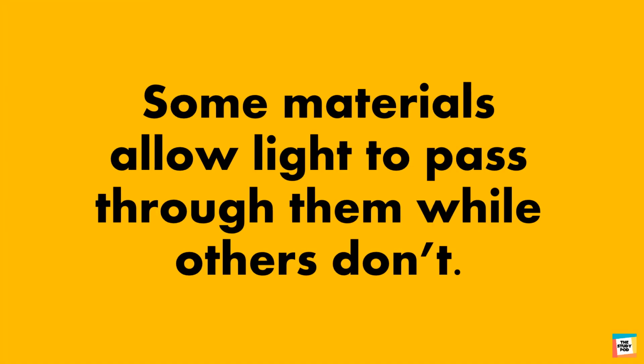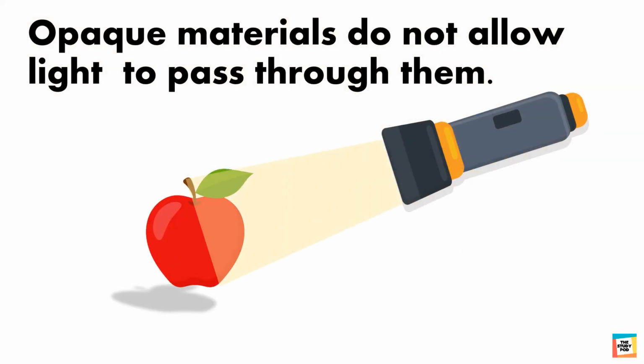Some materials allow light to pass through them while others don't. Opaque materials do not allow light to pass through them. There are many opaque materials around us. Wood, metals, concrete, ceramics and certain plastics are examples of opaque objects. When light is shone on an opaque object, a shadow is formed behind it.